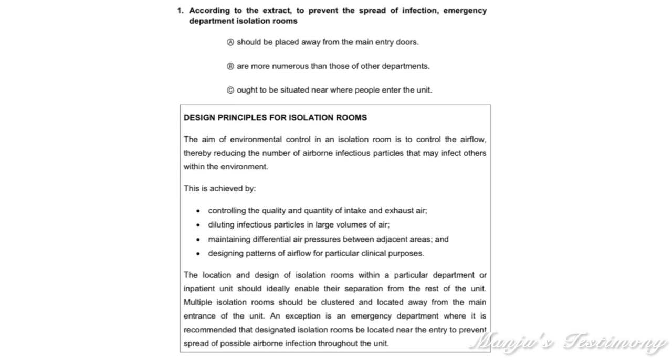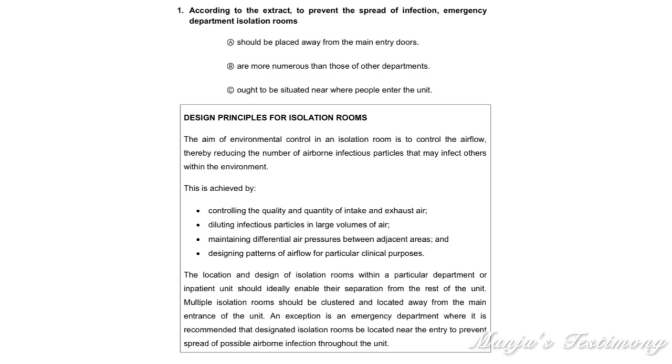So there is nothing talking about emergency. Multiple isolation rooms should be clustered and located away from the main entrance of the unit. Okay, multiple isolation rooms, we have seen somewhere, are more numerous than those of other departments. We are talking about isolation rooms in the emergency department, right? So where does it say about the emergency department? An exception is an emergency department. So here only they say about the emergency department.